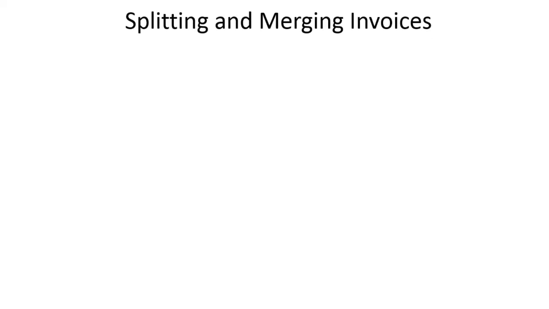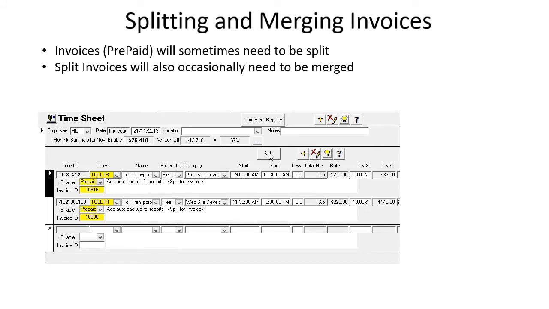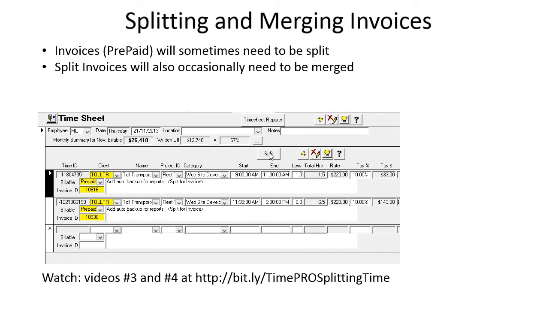Prepaid invoices will sometimes need to be split or merged. An example of this is the customer may have purchased 2 times 40-hour blocks and the timesheets don't fall neatly into these 2 blocks. E.g., week 1, the dev may have performed 44 hours of work, so the additional 4 hours will need to be split and added to the second prepaid invoice. Just as we can split, there is also the need to merge invoices too. Take a look at the link for working examples.